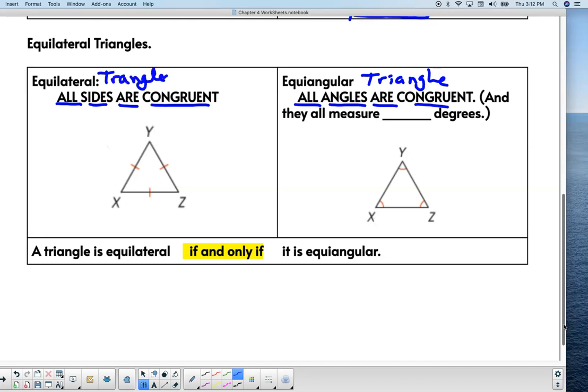So they all measure, because all of these sides or angles are the same, 3x is equal to 180, x must be 60. So they are all 60 degrees. So you will see me say that this is 60, this is 60, and this is 60 because all three of them are the same.